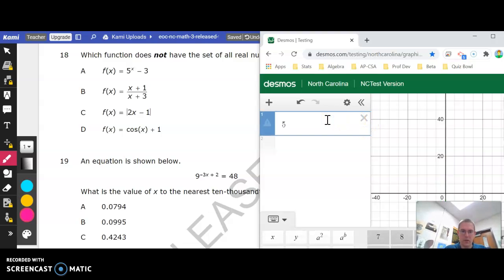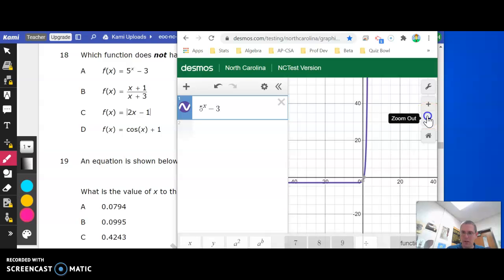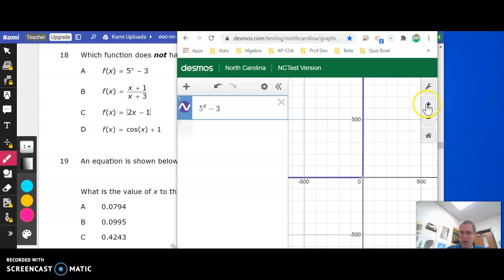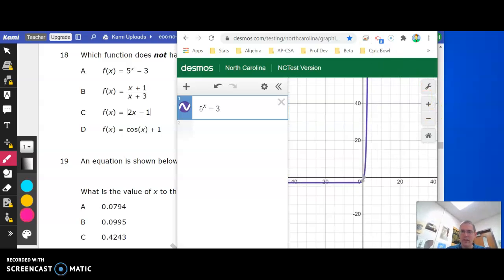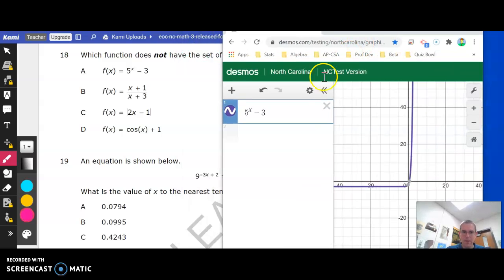Like this first one, for example, I don't see anything that I could not plug in for x. So it looks like it's got a domain that keeps on going, and you might be tempted to say, well, it stops, but if you zoom out, it keeps going over, although it's going very slowly. So I think A is probably okay.